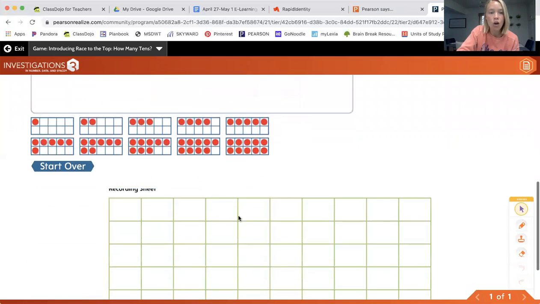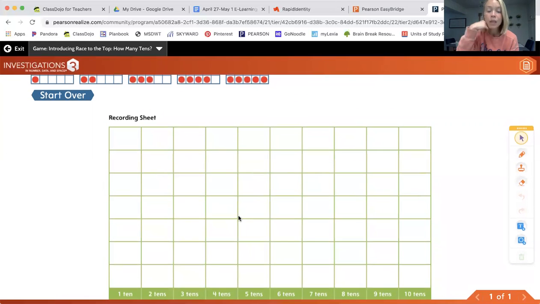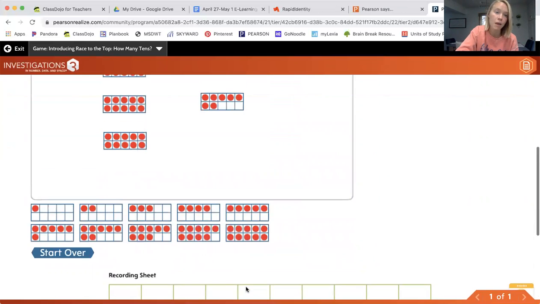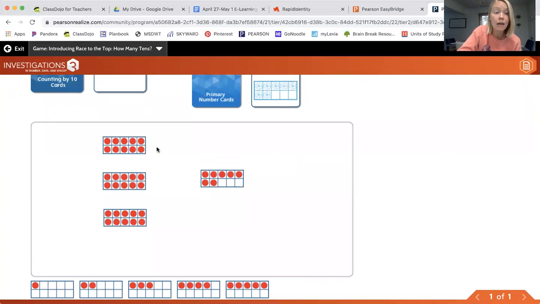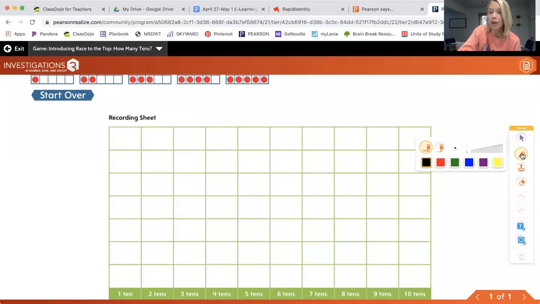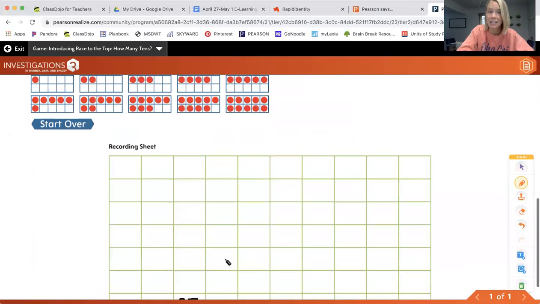Now I need to scroll all the way down here, and here's my recording sheet. My recording sheet is asking me how many tens there are. So in the number 37, I want to look down here. Does it have one group of 10, 2 tens, 3 tens, 4 tens, 5 tens? So I'm going to come up here, and I see that I made 1, 2, 3 groups of 10. So with my marker, I'm going to write the number 37 where it has 3 tens, because the number 37 has 3 tens in it.